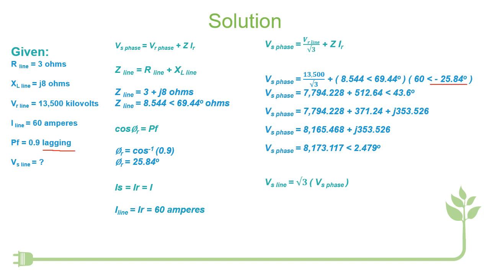Now we have to get the voltage sending end line to line, which equals square root of 3 multiplied by the VS phase. Therefore, voltage sending line to line equals square root of 3 multiplied by 8,173.117. The final answer will be 14,156.253 volts. And there you have it. We have gotten the voltage sending end line to line. On the next slide, we will solve for the efficiency of the line.